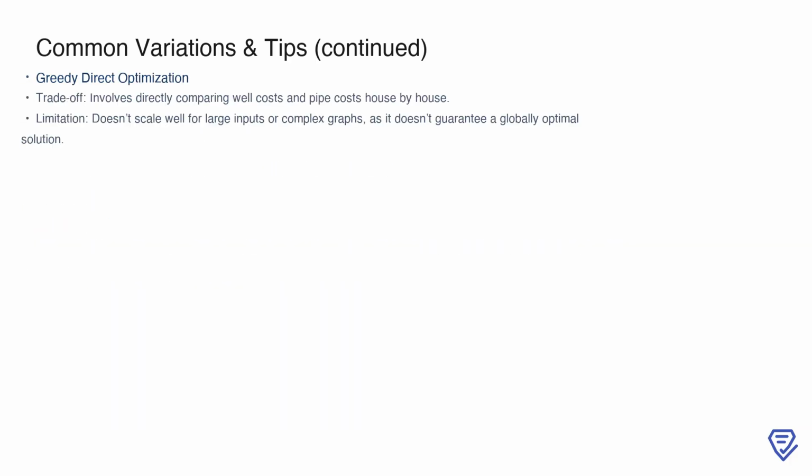Finally, there's the greedy direct optimization approach, which involves comparing the cost of installing wells versus pipes for each house individually. While this method might seem intuitive, it doesn't scale well for larger inputs or more complex graphs. This is because it doesn't guarantee a globally optimal solution, as it focuses on local decisions without considering the broader structure of the graph. For smaller problems, it might work as a quick heuristic, but for competitive programming or interviews, relying on Kruskal's or Prim's algorithms is the better choice for ensuring accuracy and efficiency. Understanding these trade-offs is key to selecting the most suitable approach based on the problem constraints and requirements.